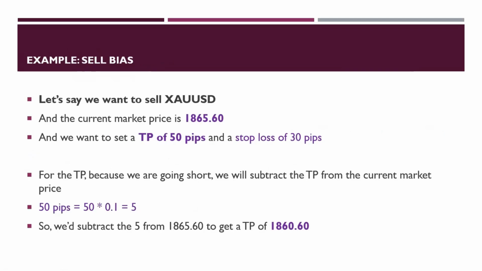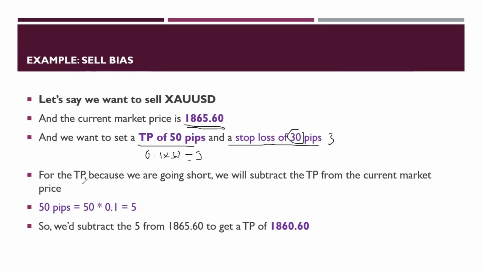Let's look at the sell bias. Now, let's assume you want to sell gold, and the current market price is the same one we use, 1865.60, and you want to sell. We are maintaining the same take profit, the same stop loss, 30 pips. So that means our take profit is 0.1 times 50, right? Which will give us 5. Then this will give us 3, because 0.1 times 30 pips will give us 3.